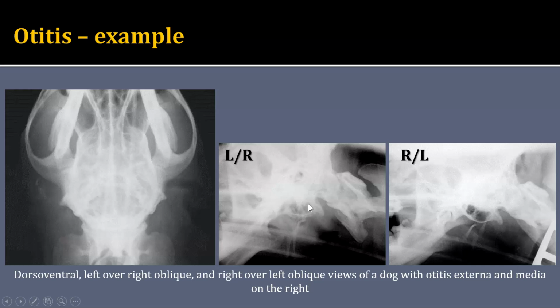This right bulla has more opacity within its cavity, so soft tissue opacity. Compare that to the normal air-filled cavity of the left side. And then the wall of the tympanic bulla is very thick and has this irregular periosteal reaction on the right compared to the normal thin wall on the left. So this dog presents for otitis externa and has right-sided otitis media.